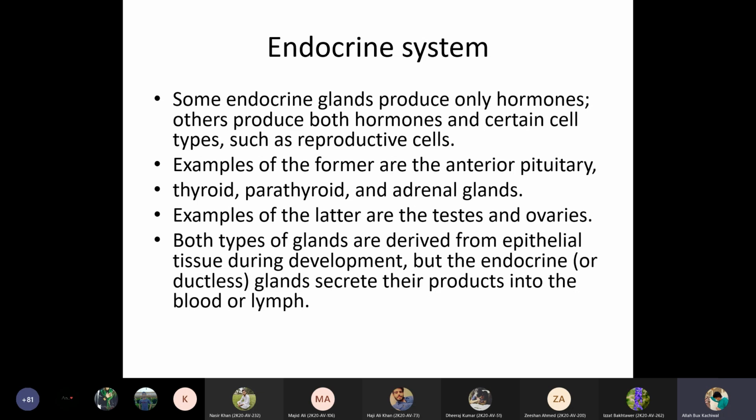तो both types of glands are derived from epithelial tissues during development. ये दोनों टाइप्स के ग्लैंड्स डेवलपमेंट के दौरान एपिथेलियल टिश्यूज से पैदा होते हैं। But the endocrine glands are ductless glands and secrete their products into the blood or lymph.